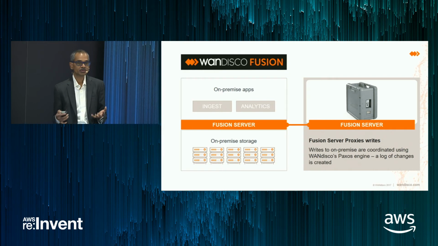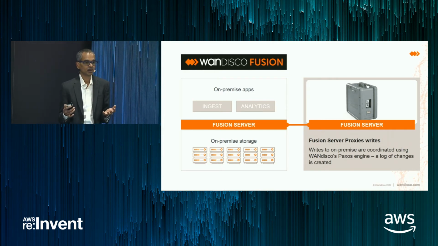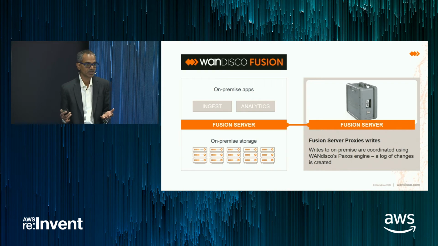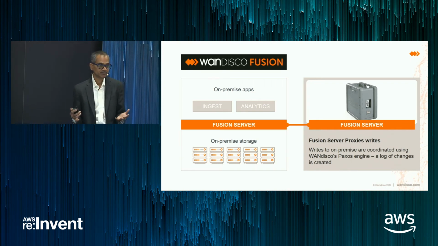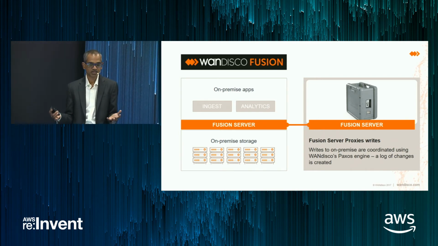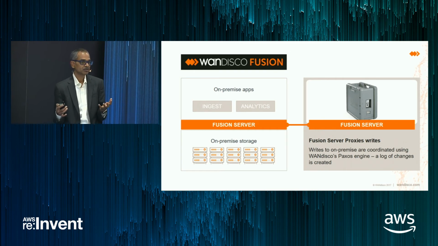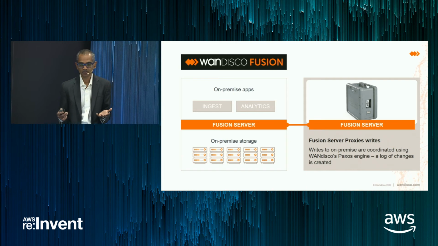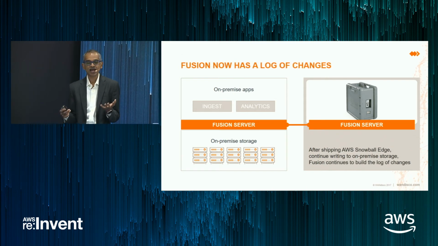As you're copying your data, the Fusion system is continuing to build a log of changes. It's using an algorithm called the Paxos algorithm to coordinate changes that are made. I'll tell you what Paxos is later. It's very clever in that it lets you write to both sides of your quorum. Once it starts accepting these changes and makes a log of changes, you are now free to ship off your Snowball, and you don't need to take a downtime at that point.